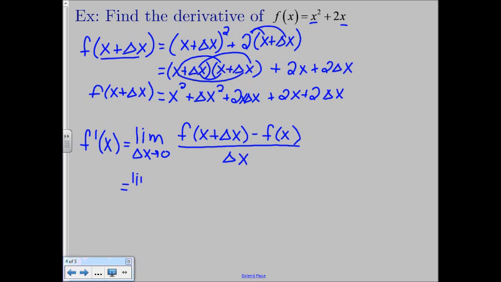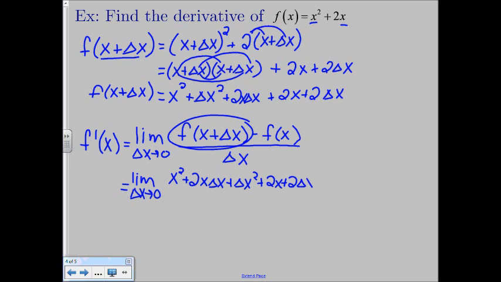So we have the limit. Always really important to continue to write your limit down in front of it so you remember what you're doing. And now we're going to plug in for this thing. So we're going to get x squared plus 2x delta x plus delta x squared plus 2x plus 2 delta x. I just reordered a couple of the terms.